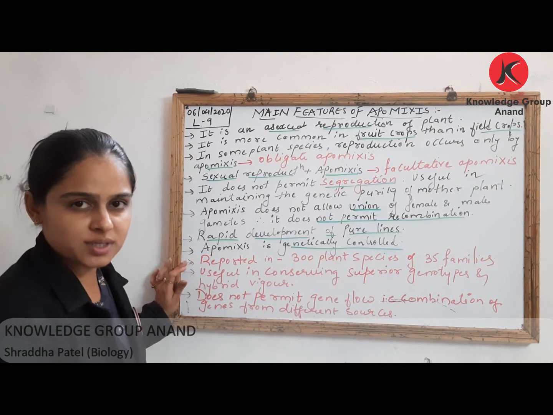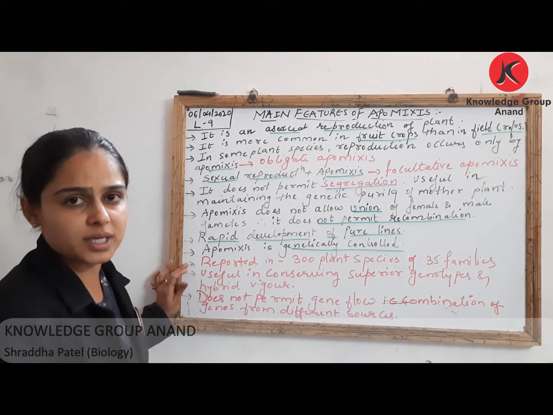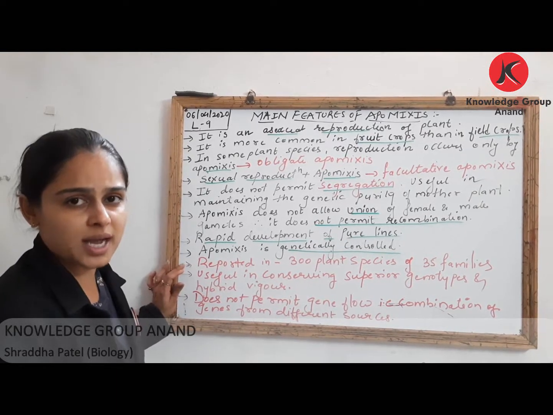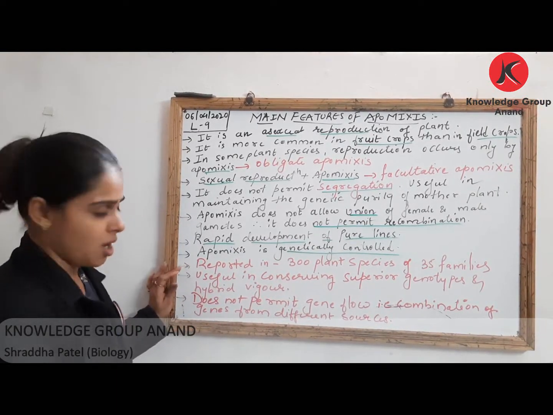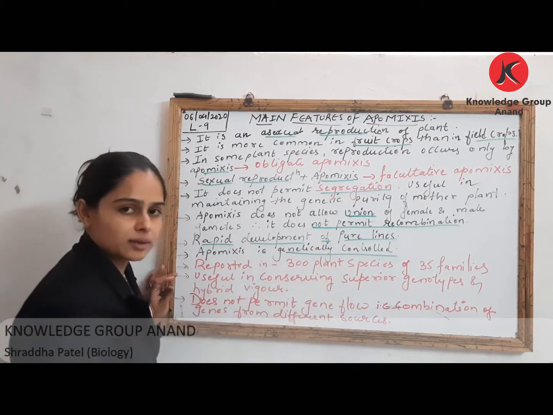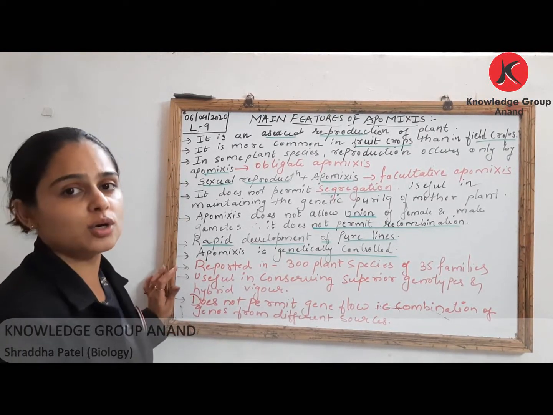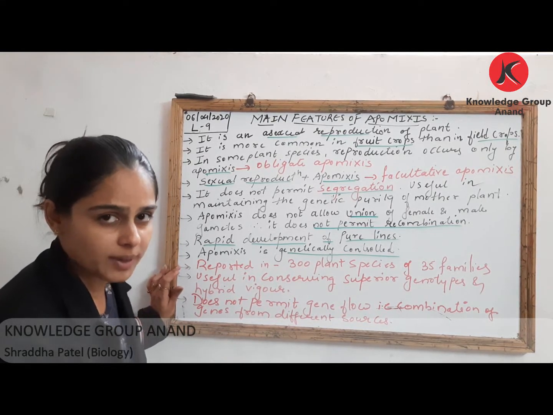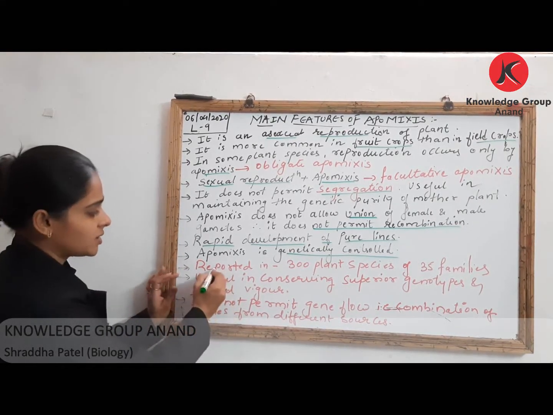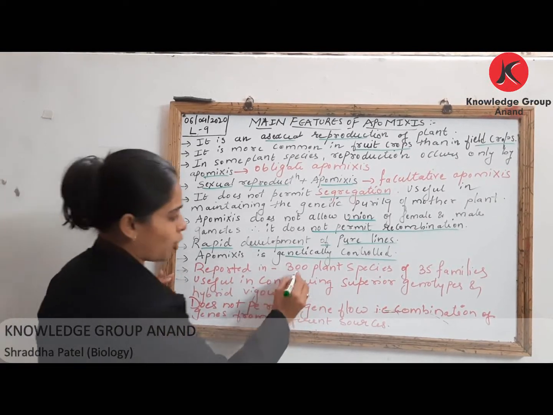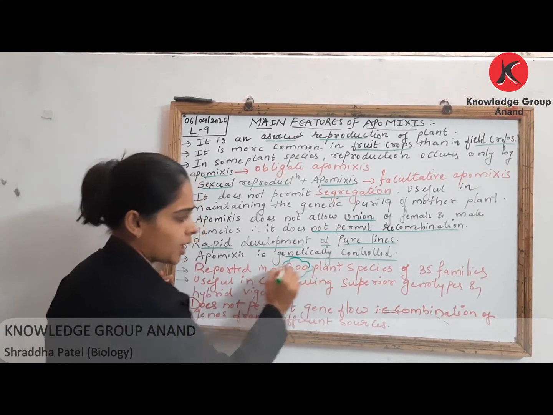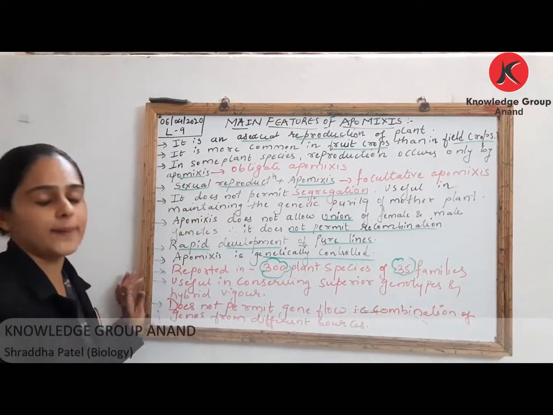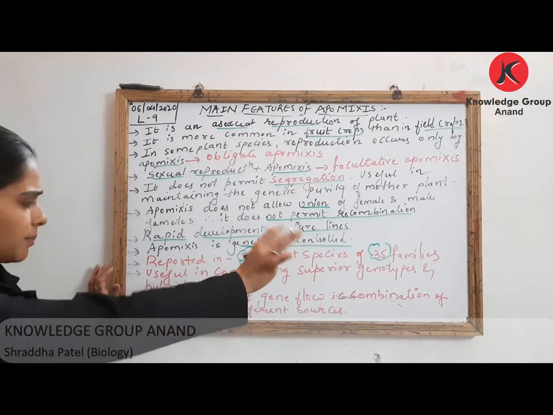This we are going to discuss in principles of inheritance and variation. What is a dominant allele, what is a recessive allele, that we are going to understand. But right now you have to memorize this. Apomixis is genetically controlled and most probably ये जो डोमिनेंट एलील होते हैं इसको कंट्रोल करते हैं. Then this apomixis is reported in 300 plant species of 35 families. Okay, ये आपको याद रखना है, नंबर है ये.